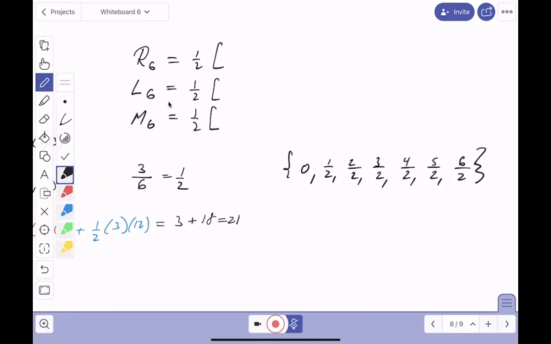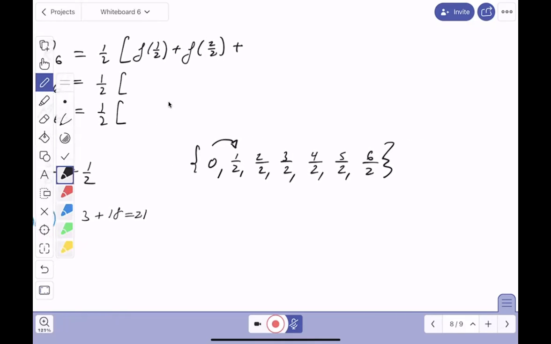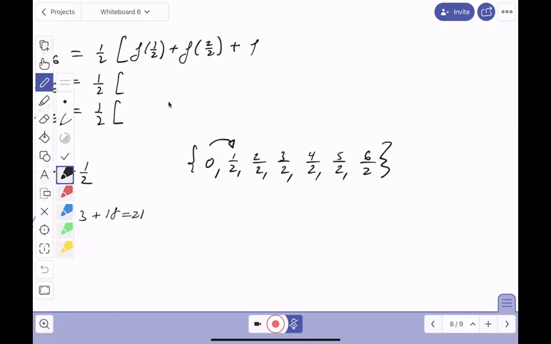I want to do right endpoint. What does that mean? I'm moving over to this thing first. So what's that going to be? F of 1/2 plus F of, I move up to the next one, 2 halves. How many rectangles are we going to get? 6 of them. Let's keep moving over. F of 3 halves. F of 4 halves.